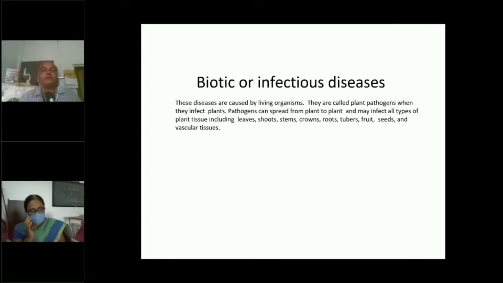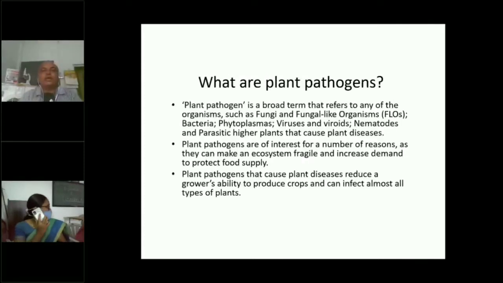Plant pathogen is a broad term which includes microorganisms like fungi, phytoplasma, viruses, and also nematodes and parasitic higher plants. These are all plant pathogens. They can make our ecosystem fragile, and then they will shake our food supply system. Plant pathogens also reduce the plant's ability to produce crops and can infect almost all types of plants. Every plant has a plant pathogen.